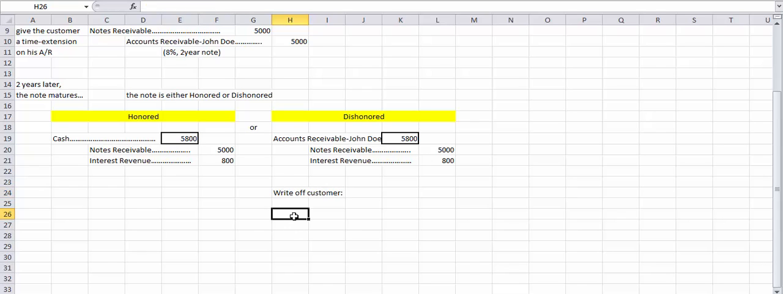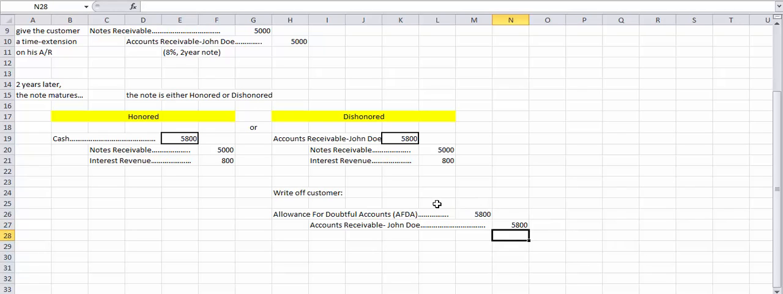And the way you write a customer off, assuming we're under the allowance method, you're going to debit your bad debt expense. I'm sorry, I misspoke. We're going to debit your allowance for doubtful accounts. Remember the AFDA that I introduced to you last time? So we're going to debit AFDA for 5,800, and we are going to credit accounts receivable. So in other words, we're taking the customer off, not the way we prefer. We prefer to do this entry with a debit to cash, but unfortunately, we've decided to write this customer off. So that's the journal entry to write off a customer.